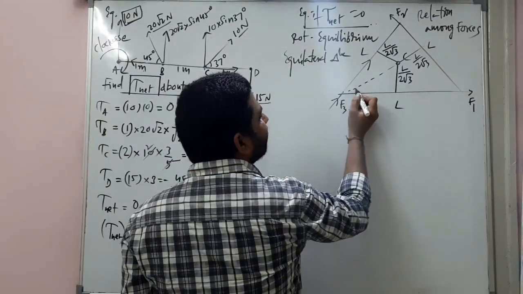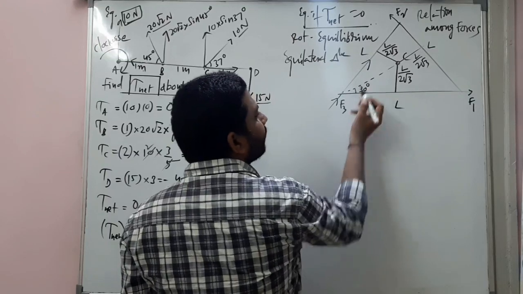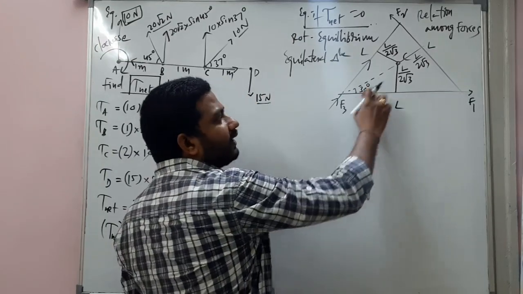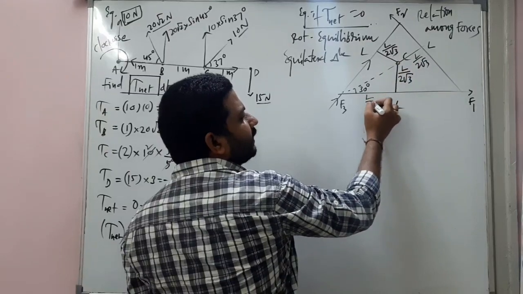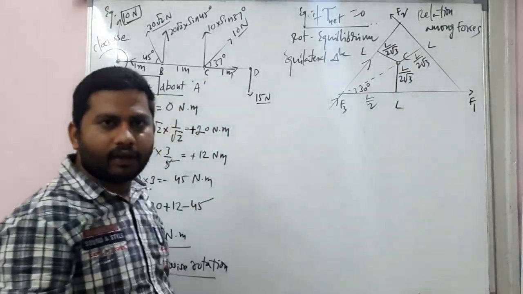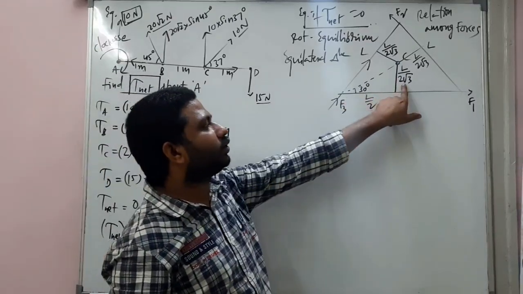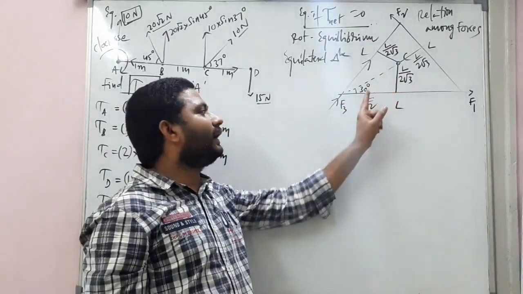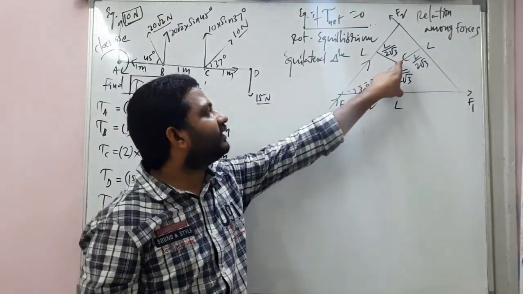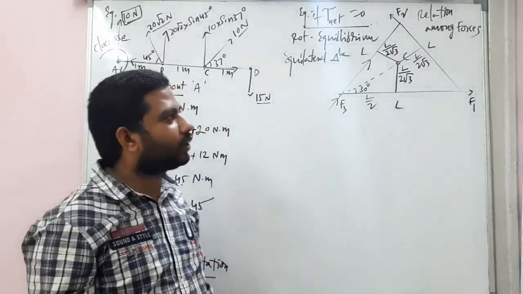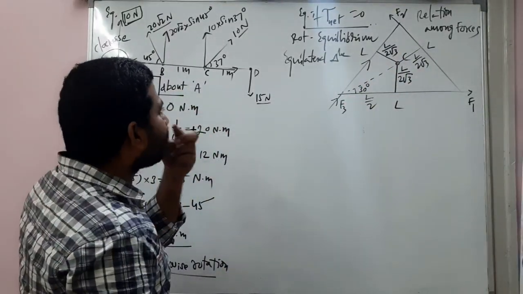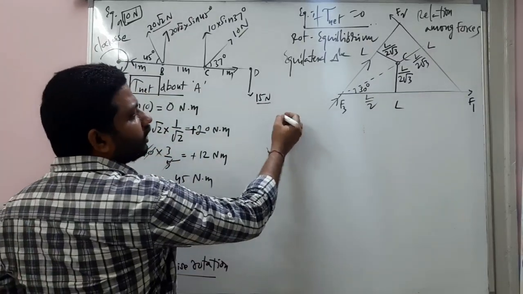So this is 60 degrees, and this is 30 degrees. This is 30 degrees, and this is L by 2. If you use the concept of tan 30 is equal to x by L by 2, you will find this x. Now, the point is that the net torque is 0.